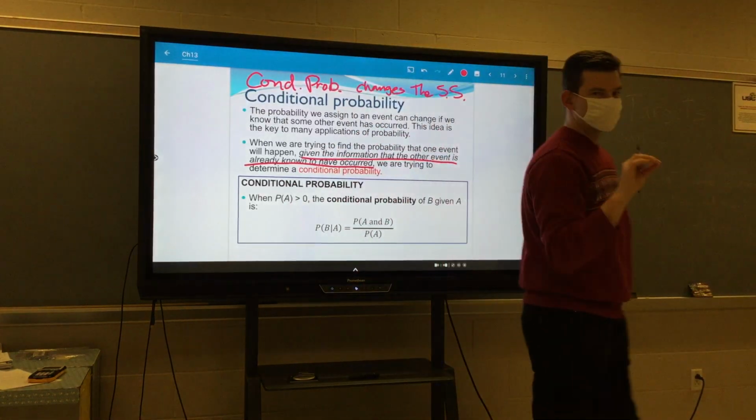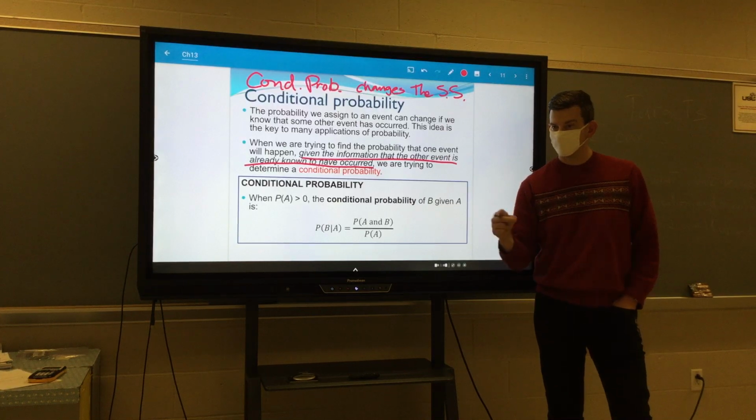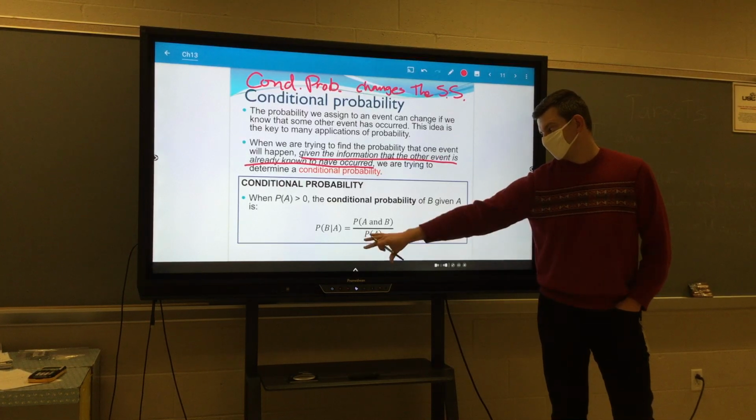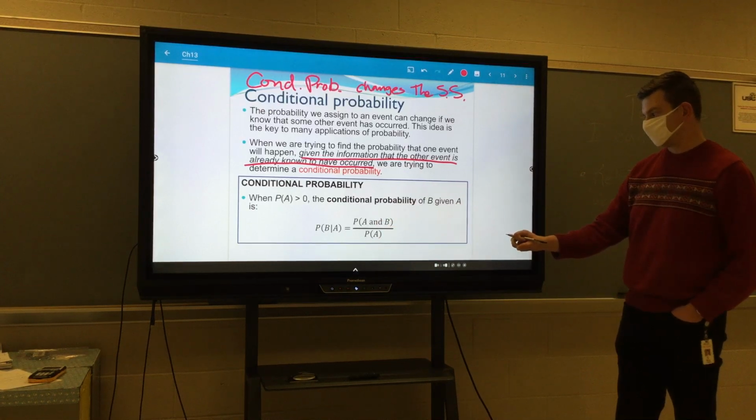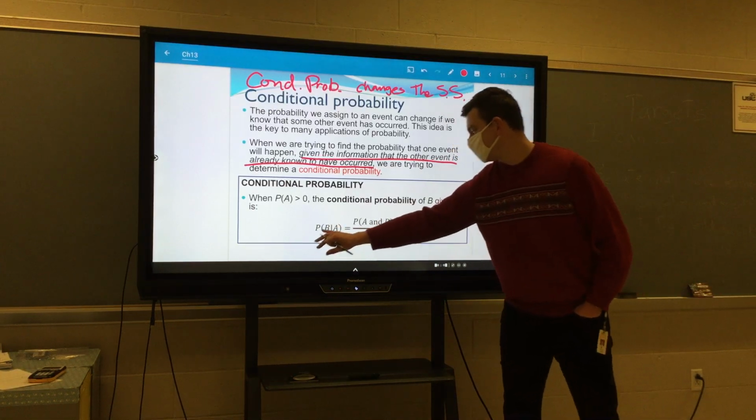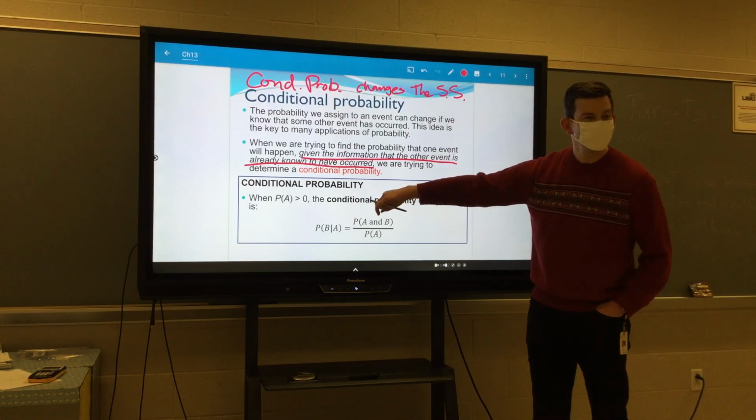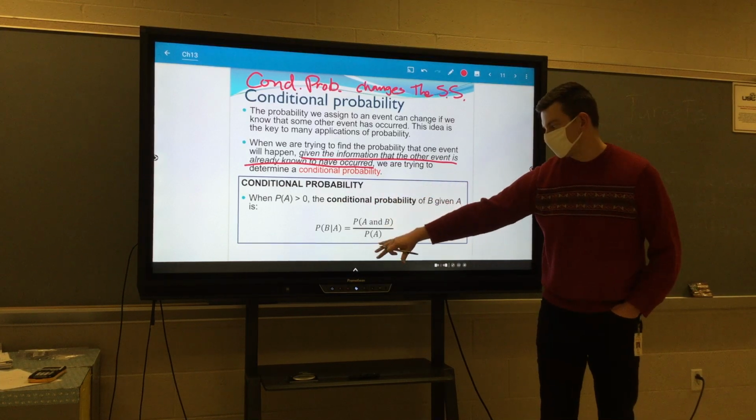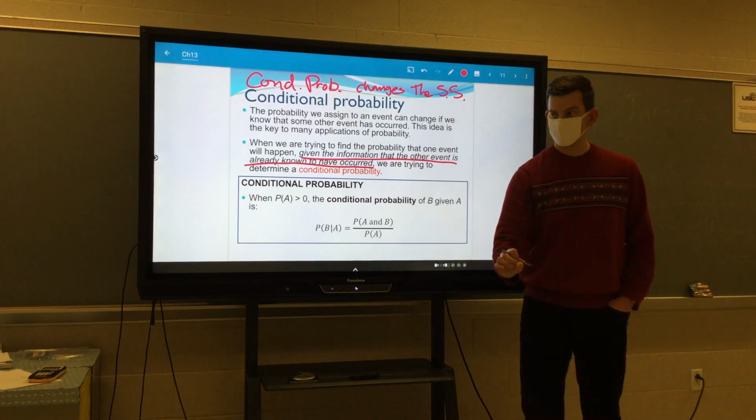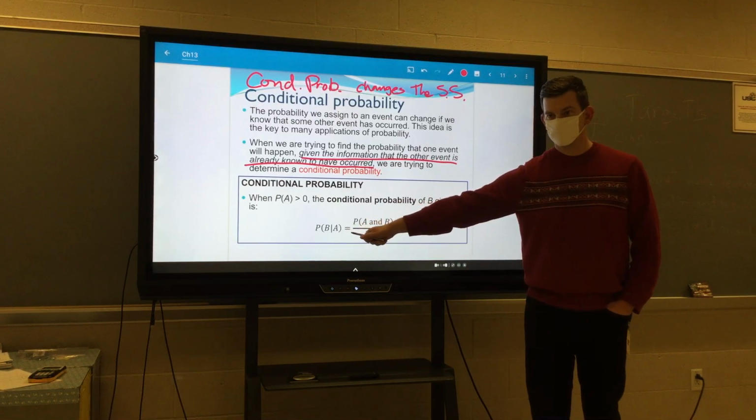Conditional probability changes the sample space. You'll see this is true a couple times over. With this equation in front of us, the probability of B given that A has occurred, up top in the numerator we're looking at the probability of A and B occurring together. Down in the denominator, the sample space, that's just the probability of A, the condition.